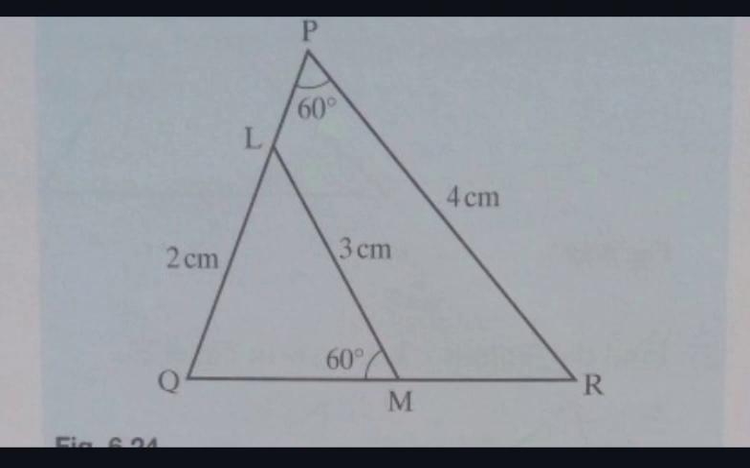Now if we look at the smaller triangle, which is triangle LQM, and also triangle PQR, we can see that they both share the same angle at point Q. Therefore, if point Q for both is the same, and angle M on the smaller triangle is equal to angle P on the larger triangle, it follows that angle L on the smaller triangle will be equal to angle R on the larger triangle, because the sum of angles in a triangle will obviously be 180. So such triangles are said to be similar.